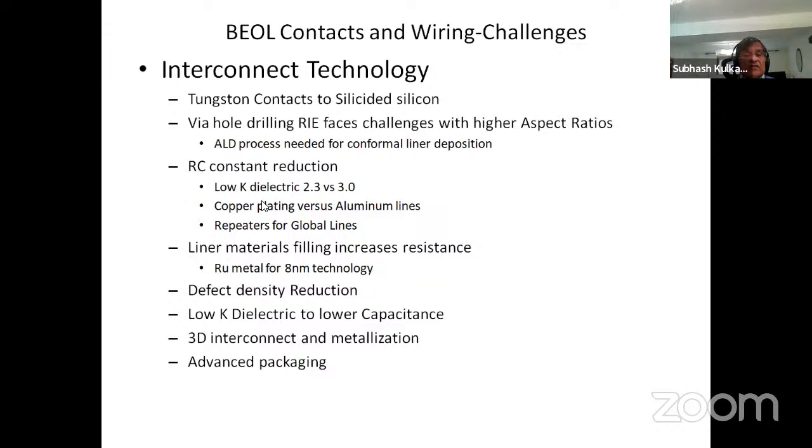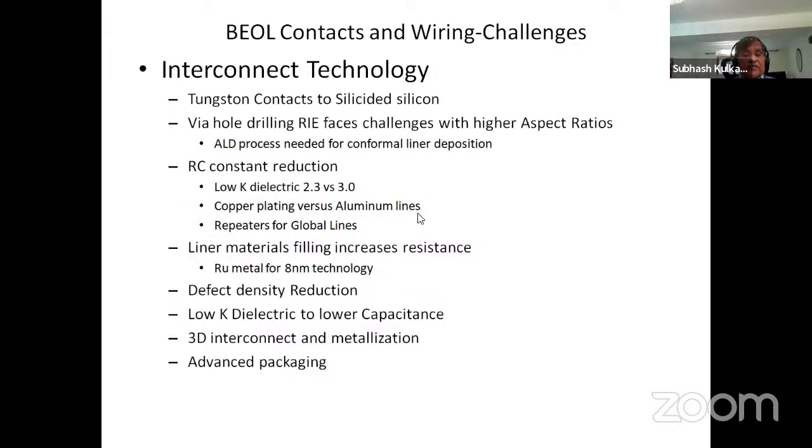RC constant reduction is done by using low dielectric constant 2.3 versus 3.0. And this is with new materials that are coming in. And there is further path going below 2 down to 1. One is air. They actually build some circuits using air and shown that the dielectric constant is very close to 1 for the chip, and RC constant is brought down. But in reality, circuits built with air instead of any dielectric may not be a practical approach because they are not hermetically sealed. You may have corrosion and so on and so forth.